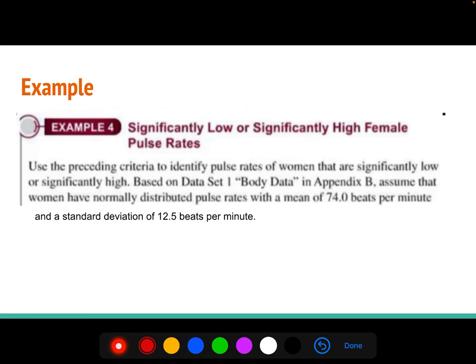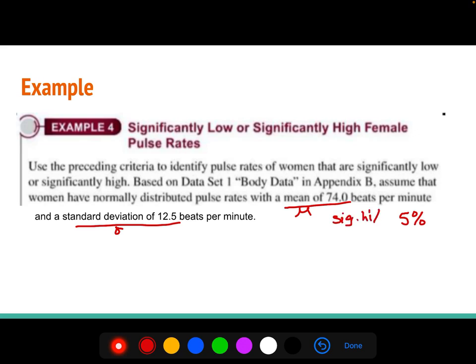All right. This one says we're looking at significantly high, significantly low. So again, we're going to be checking that out. Assume that women have a normally distributed pulse rate with a mean of 74, standard deviation of 12.5, and we're going to be looking at whether they are significantly high or significantly low. Where are those at? Well, we know our mu is 74. We know our sigma is 12.5. And we know significantly high, significantly low, that's like 5%.